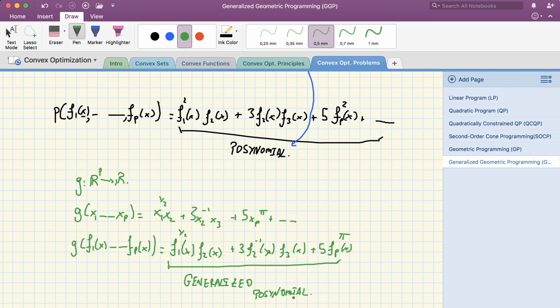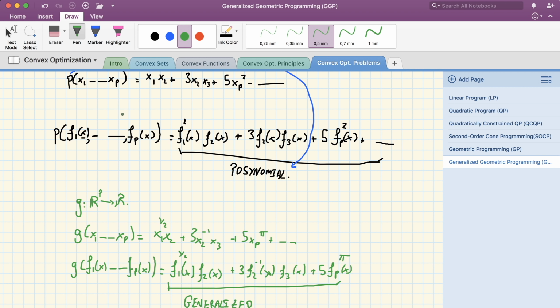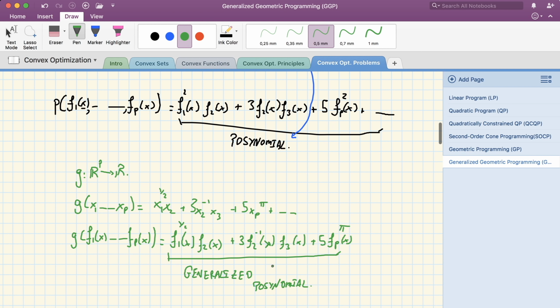All you have to do is to remember, if I pass polynomials to a polynomial, then I get a polynomial. If I pass polynomials to a generalized polynomial, then I get a generalized polynomial.